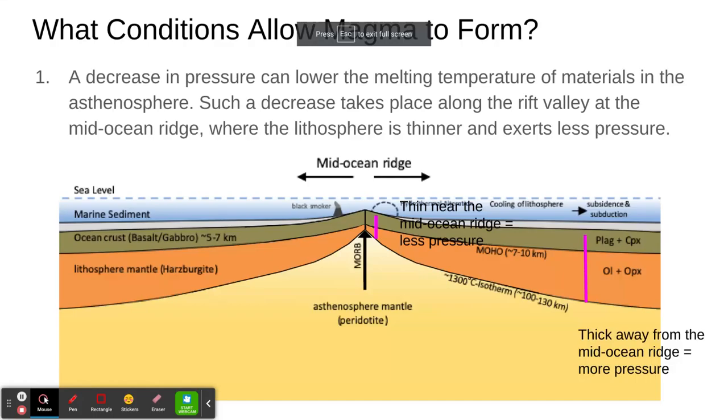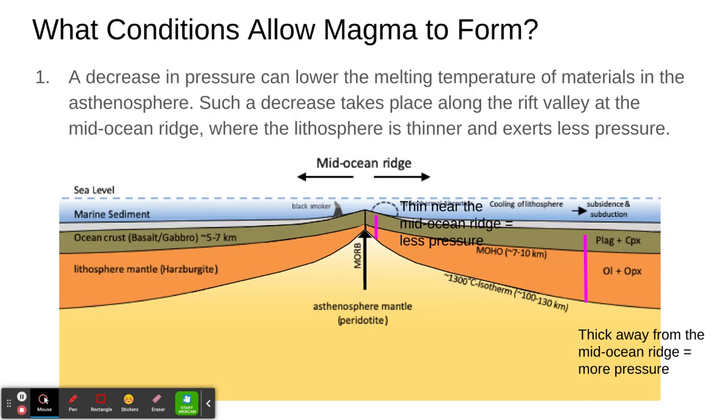So, if we're going to talk about volcanoes, we're going to want to know why volcanoes form where they do. And in order to answer that question, we have to consider what conditions allow magma to form. First, consider that a decrease in pressure can actually lower the melting temperature of materials in the asthenosphere. This actually happens for all solid materials for the most part. Decreasing the pressure will lower their melting point. And it happens with rocks and minerals as well. So, decreasing pressure can lower the melting temperature, allowing rock to melt.